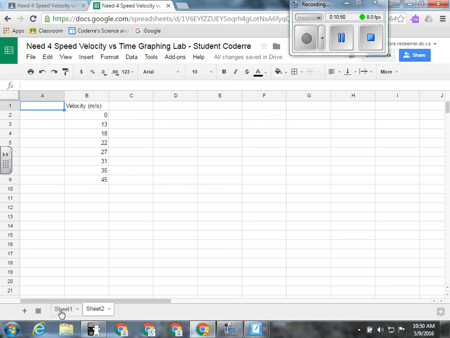Suggestion here: when you make your graph of all of your data, make sure that the title of the graph is the name of the car, or includes the name of the car. So it'd be like Ferrari velocity versus time graph. That way I know which graph I'm looking at when you paste it over into your lab report. Otherwise it's just going to default to time versus velocity.